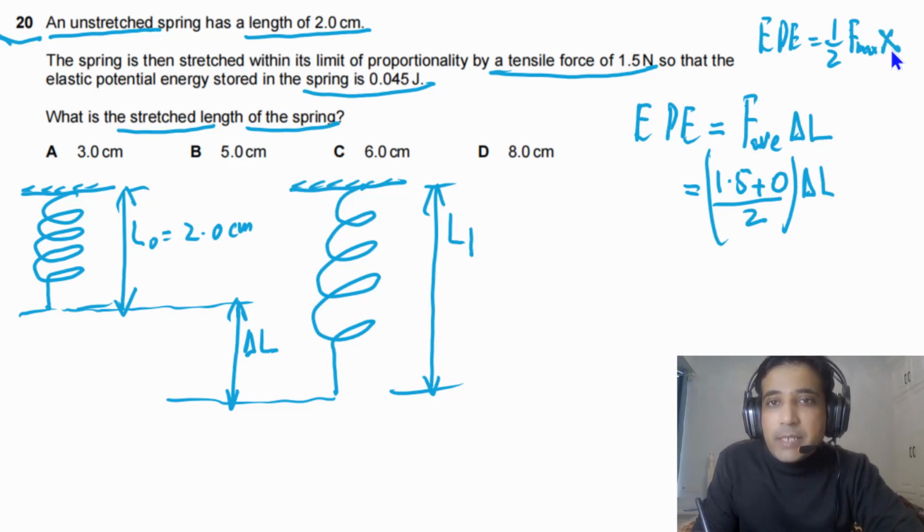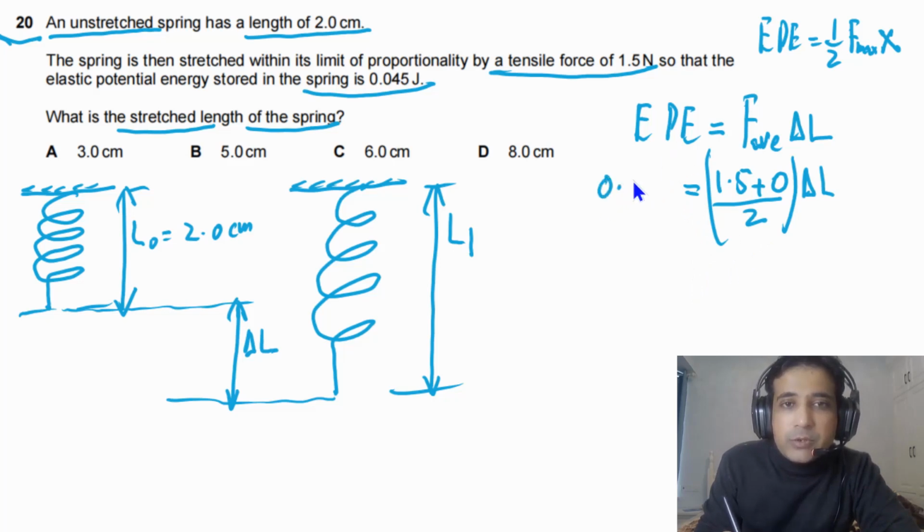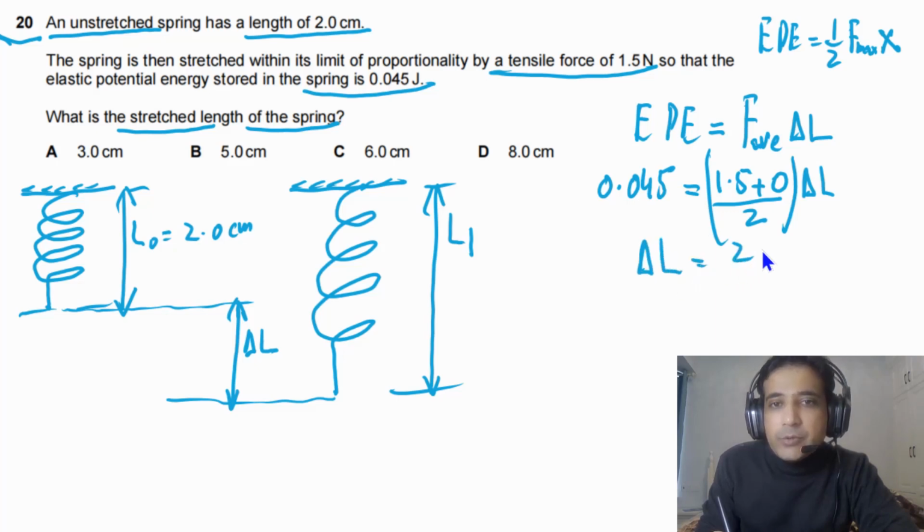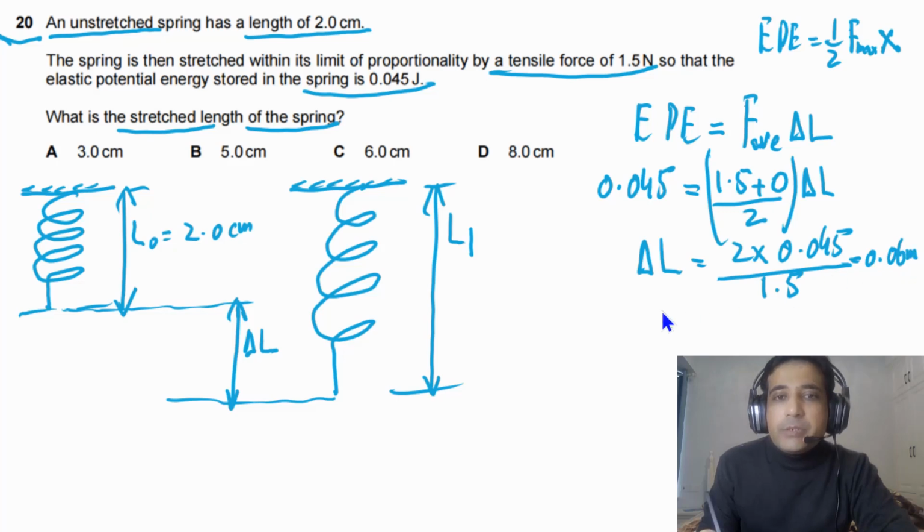EPE in this case is given, that is 0.045. So from here we can find delta L. Delta L will be equal to 2 times 0.045, divided by 1.5. If we solve this, our final answer will be 0.06 meters. Or simply we can say delta L in this case will be equal to 6 centimeters.